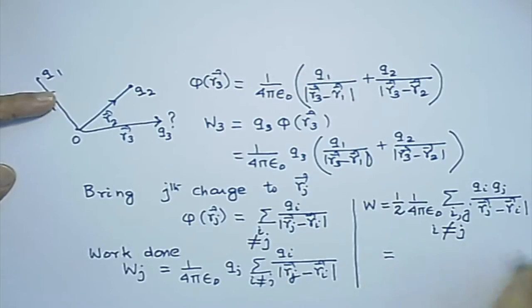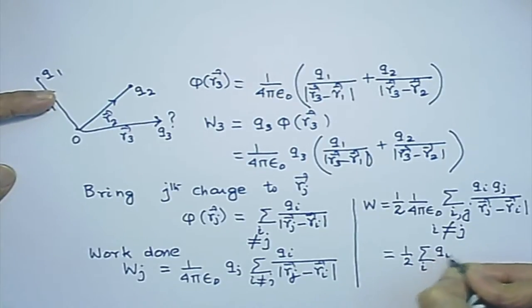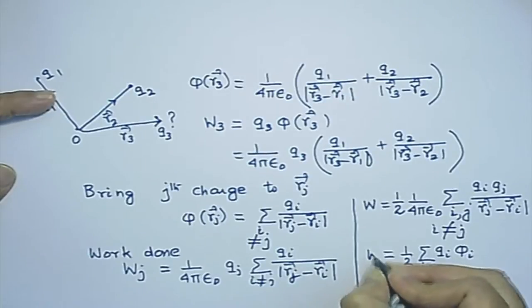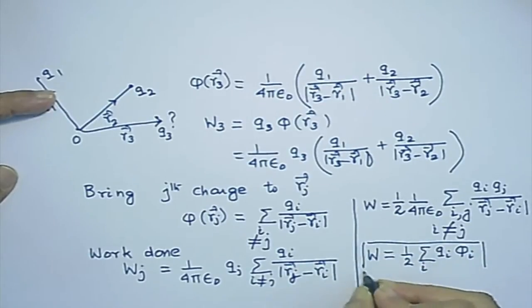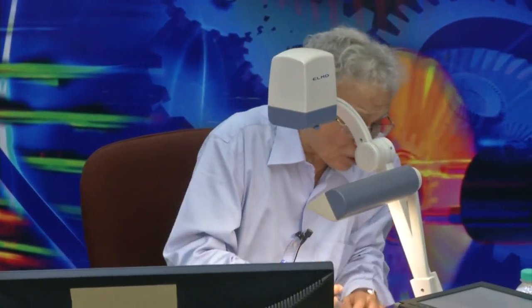And if you look at what the potential is like, then you will see immediately this is nothing but half sum over i Q_i and the potential at the ith position. So, this is actually the work done. Now, let us ask a different question, that fine, this is the way I build up the discrete charge distribution. The charges are being brought one by one, and I put them in their position. I have seen how this is done, everything is nice. But how do I extend it to a continuous case?